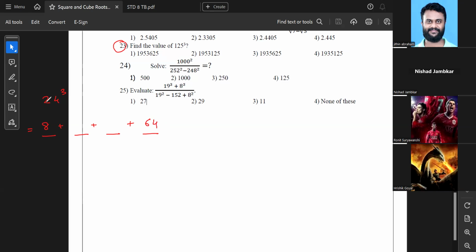Then what we are supposed to do? We are supposed to multiply these three numbers. Which three numbers? 1, 2, 3. 2 multiplied by 4 multiplied by 3. So what do we get when you multiply all these numbers? Sir, 24. Very good, 24.